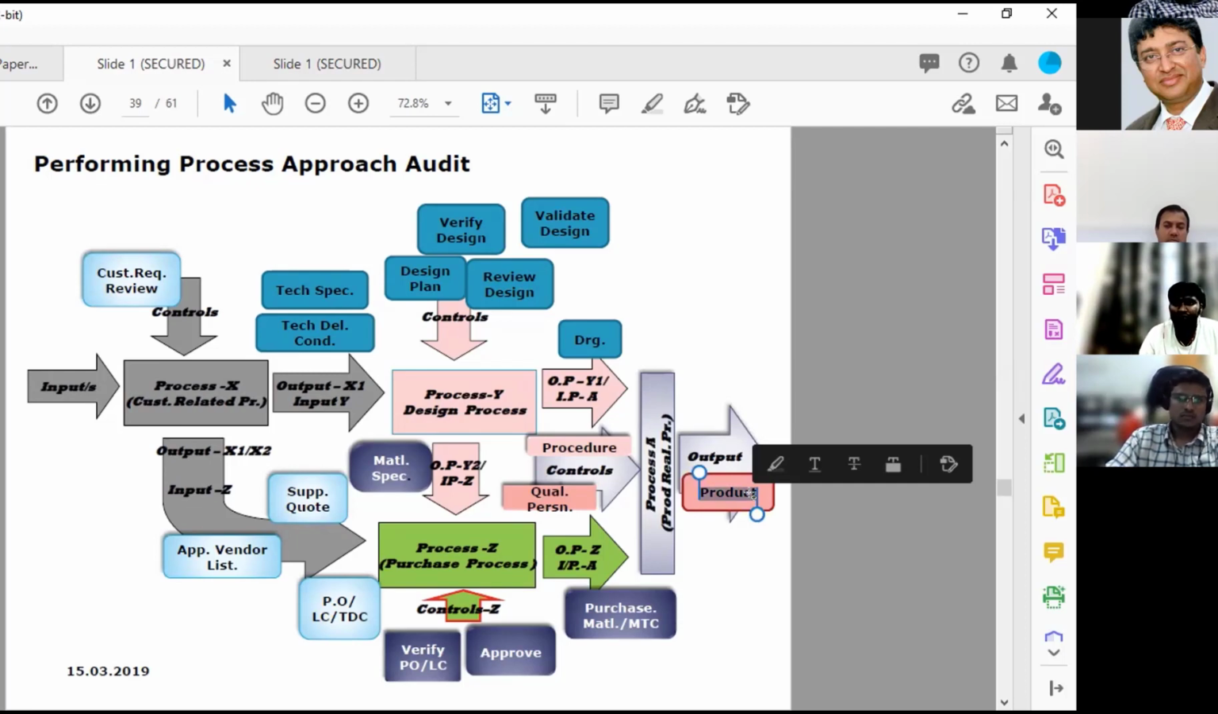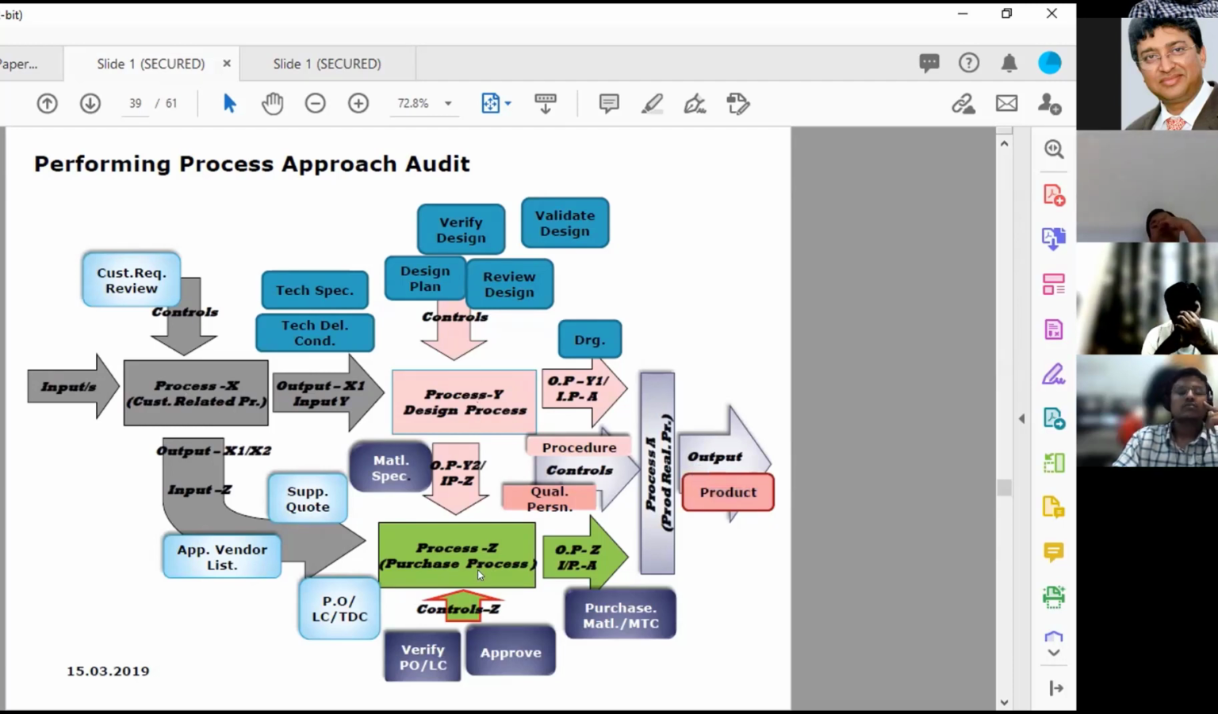So as an auditor, you have to see that in this organization, the different processes are very well integrated, and each process is depending on the previous process. We call them predecessor and successor processes. This is the predecessor process, this is the successor process. So these successor processes are the predecessor processes for this process. So it is all about predecessor and successor processes being interlinked that makes a process approach audit. So you as an auditor will have to look at all these in an integrated manner. Is this clear, my friends?